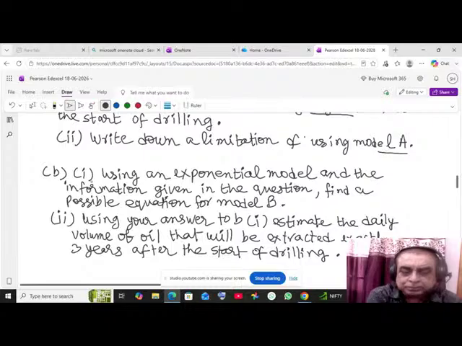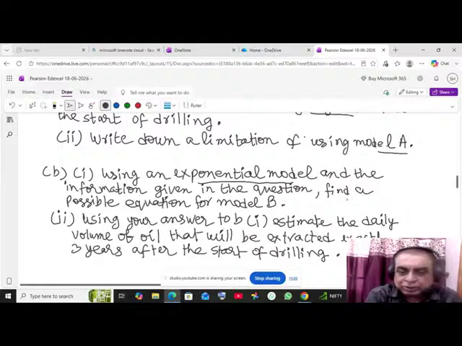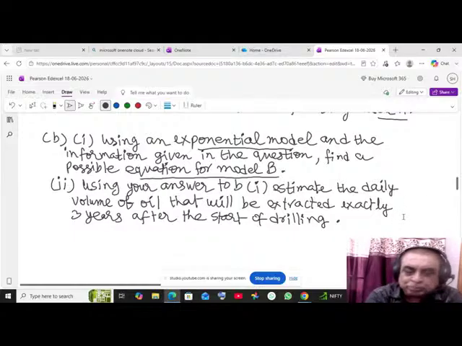Now the B part. There are two parts in B. The first part of B: using an exponential model. That means model B is an exponential model. Use that model and the information given in the question to find a possible equation of model B. You have to write the equation for model B.